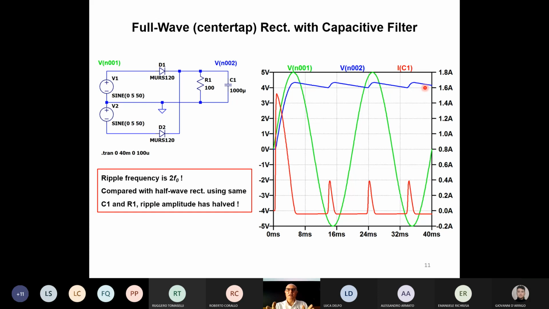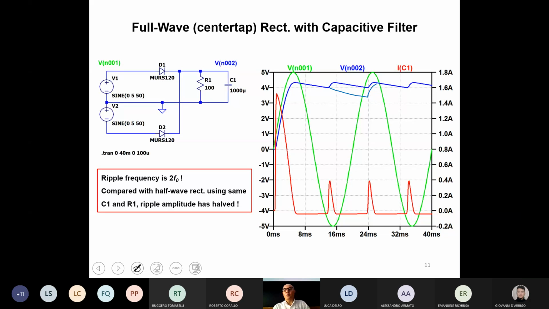If I consider a circuit like this in the previous case, I can use the pen. The capacitor will discharge from here to here, and then it is fully charged.